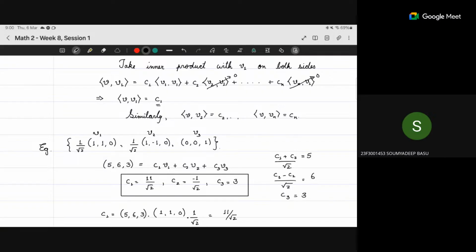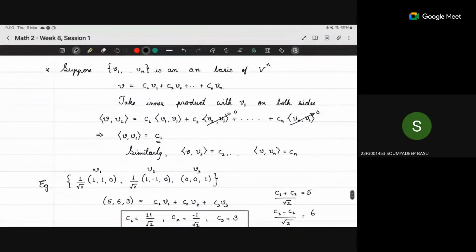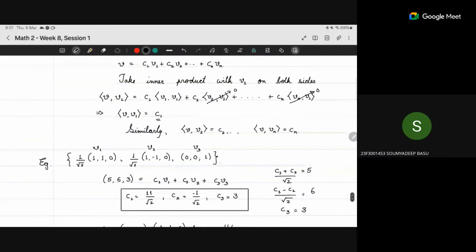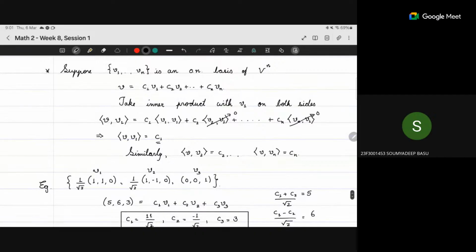Remember, this is only for orthonormality. We have used the orthonormality very strongly. We have used orthogonality over here. We have used unit length vectors over here. So the coefficients of a vector in terms of an orthonormal basis is just given by the inner product of the vector with the basis elements.